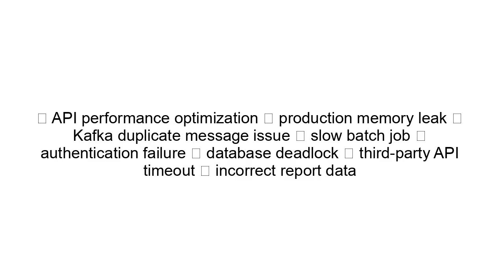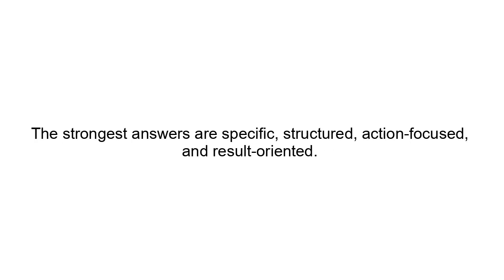Good examples include API performance optimization, production memory leak, Kafka duplicate message issue, slow batch job, authentication failure, database deadlock, third-party API timeout, and incorrect report data. The strongest answers are specific, structured, action-focused, and result-oriented.